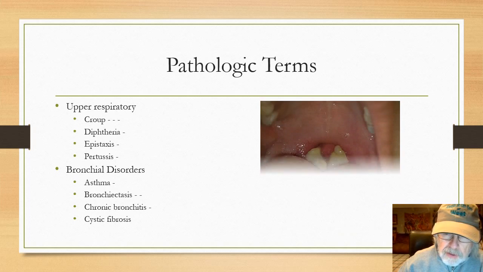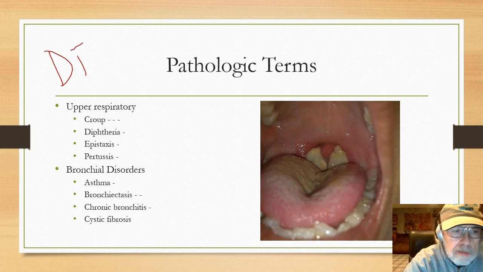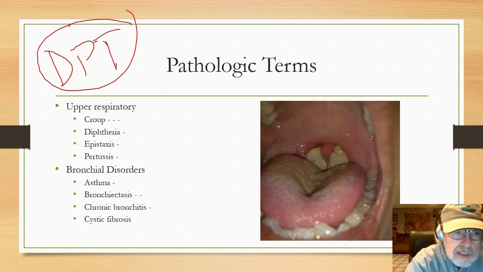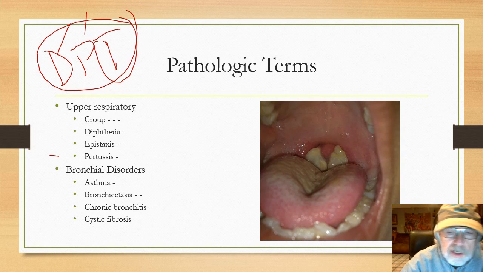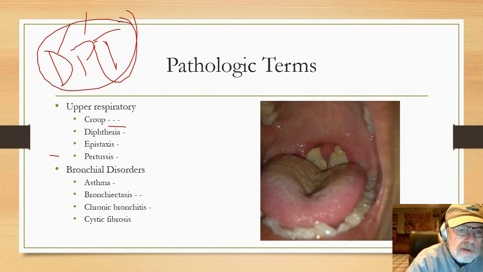Okay, diphtheria is a little bit different thing. Now, we don't see much diphtheria, and the reason is because kids frequently get a DPT vaccination. D stands for diphtheria, P stands for pertussis, which we'll talk about in a second, and T stands for tetanus. So most kids are vaccinated against diphtheria, and diphtheria is a bacterial infection of the throat.